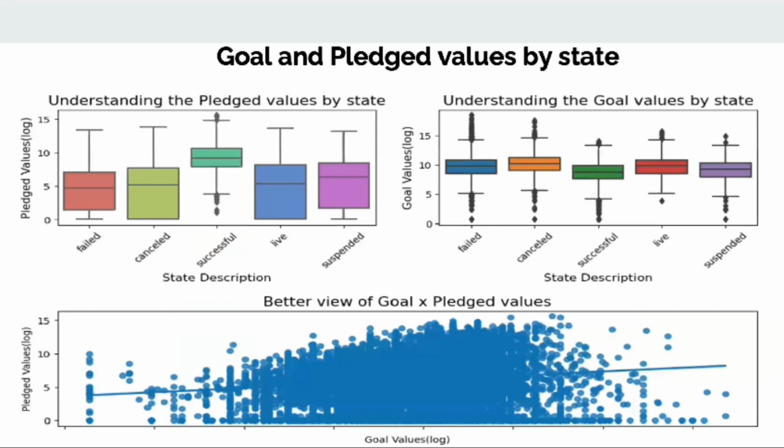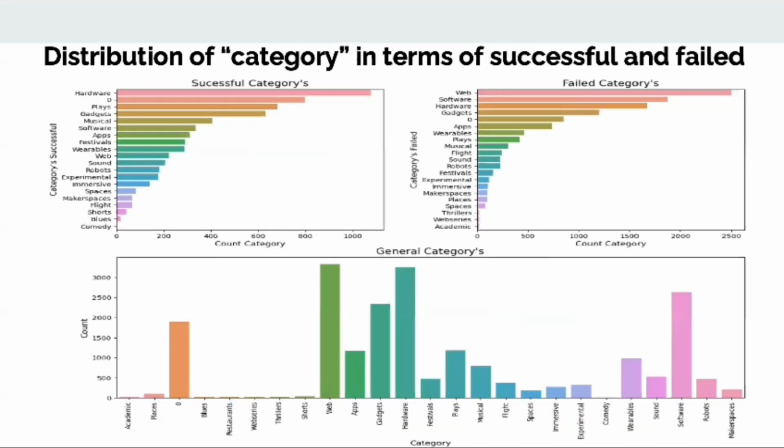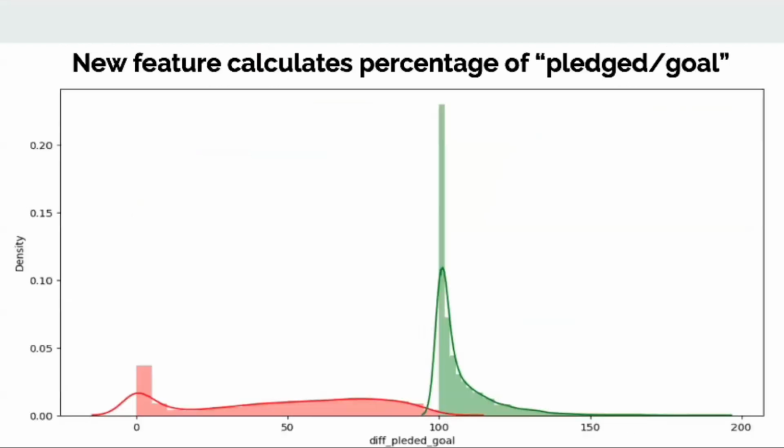We then explored the distribution of goal and pledged values by state feature and also their relationships. The better view is a scatter plot with a regression line to visualize the relationship between the pledged and goal values. We can see the horizontal bar graphs here for the category feature in terms of successful and failure. Here comes our new feature, which is percentage of pledged over goal. Here we can see that the success rate depends on the pledged or goal parameter.